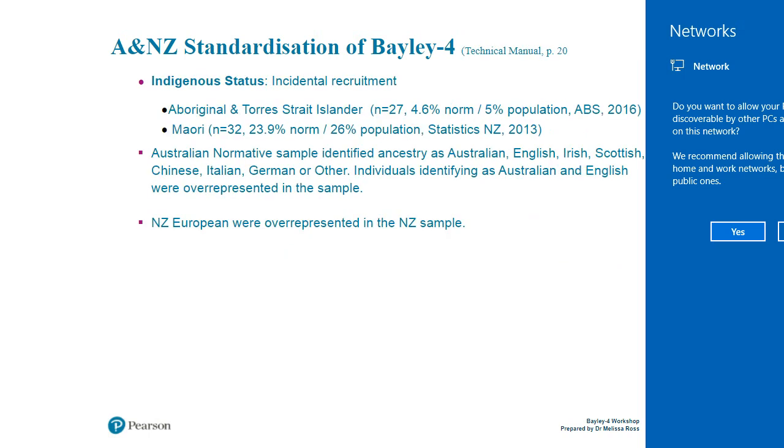Indigenous participants were incidentally recruited and well represented in both the Australian and New Zealand normative group. Aboriginal and Torres Strait Islanders made up 4.6% of the Bayley-4 Australian and New Zealand normative sample. This compares well with 5% representation of Aboriginal and Torres Strait Islanders noted in the Australian population. See page 20 of the technical manual. 26% of Maori children in the standardised sample corresponds well to the population.